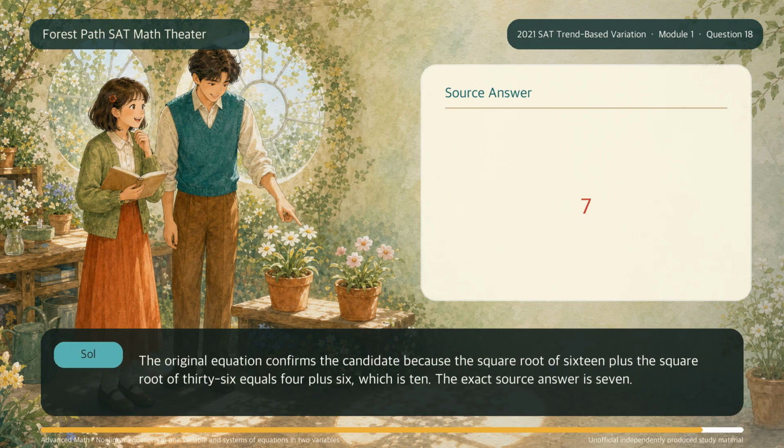The original equation confirms the candidate because the square root of 16 plus the square root of 36 equals 4 plus 6, which is 10. The exact source answer is 7.